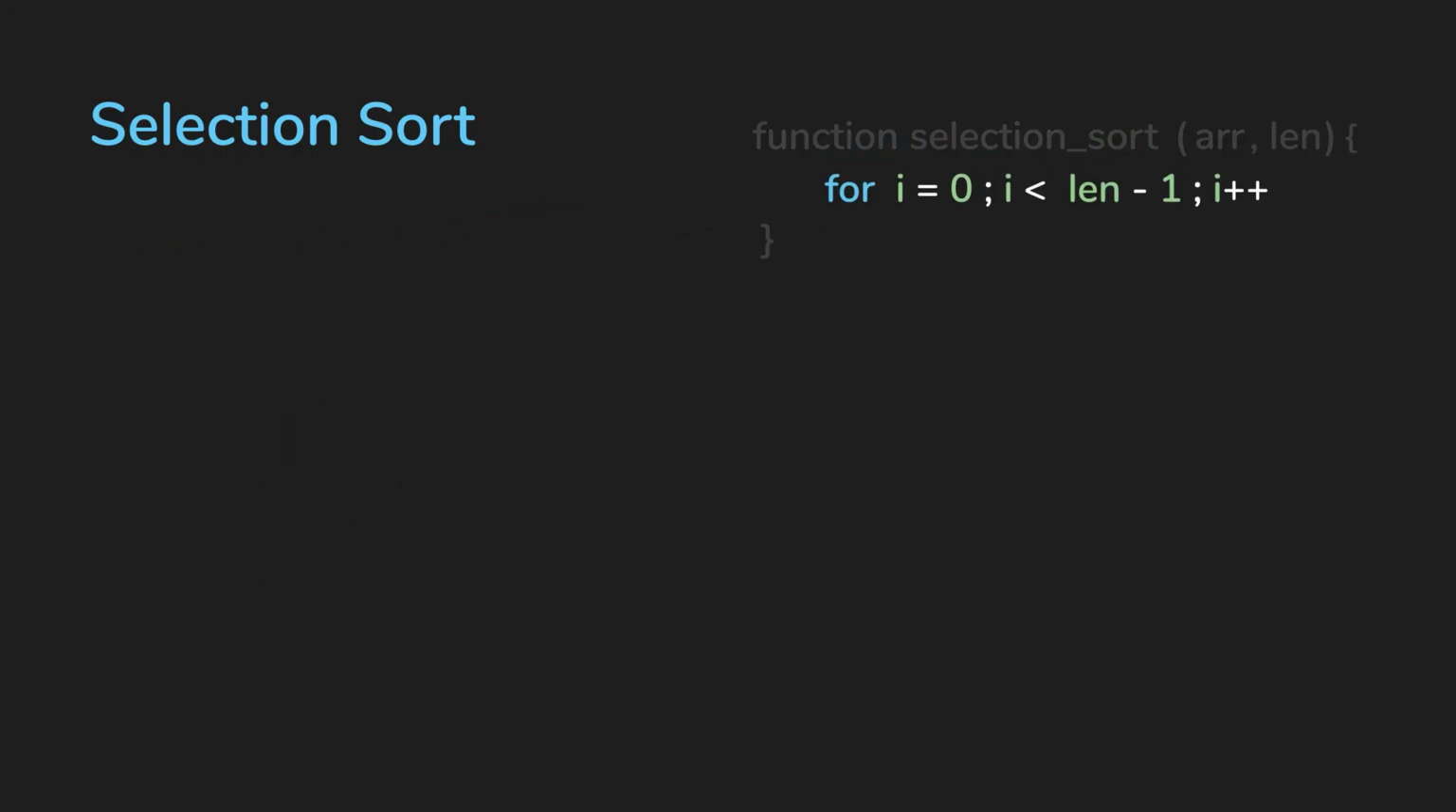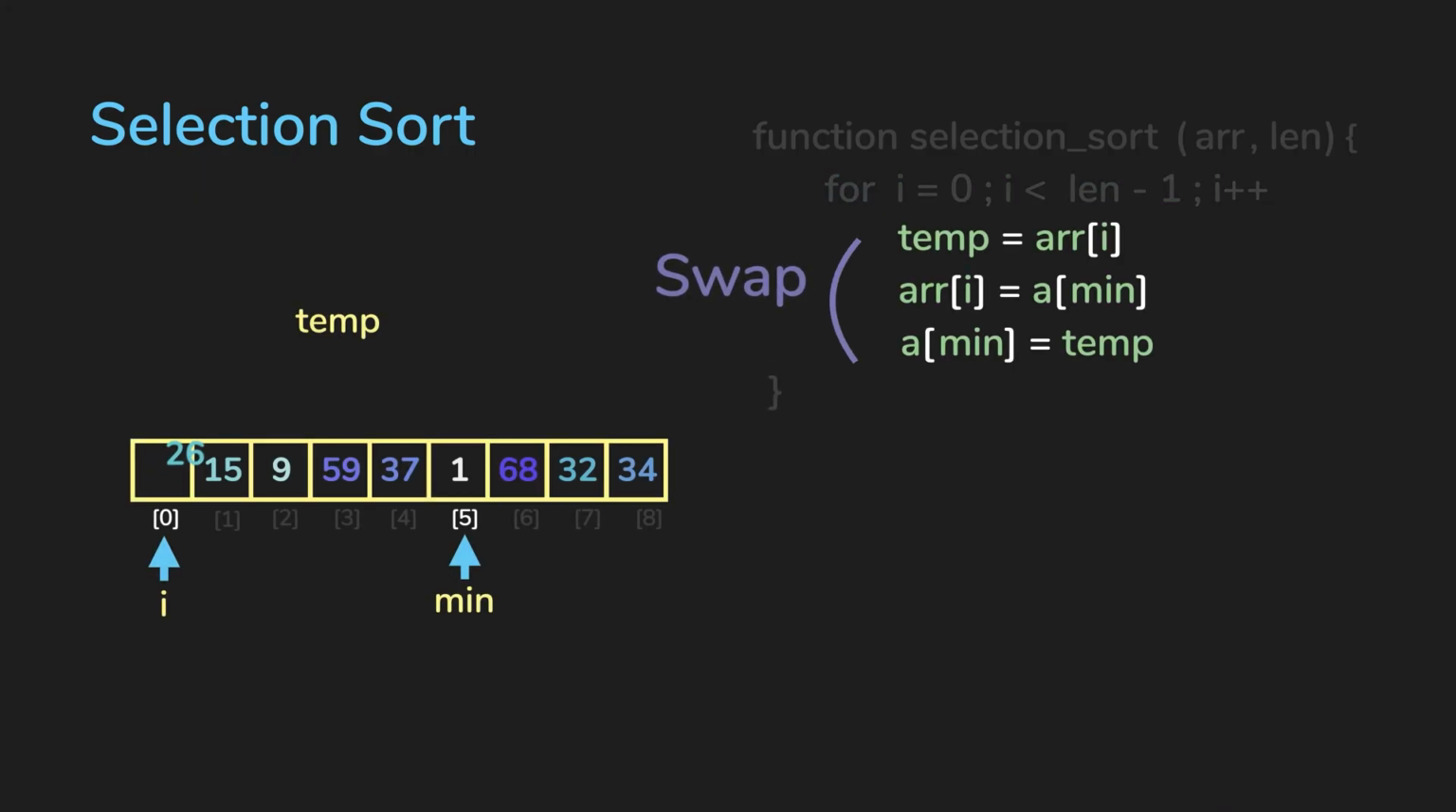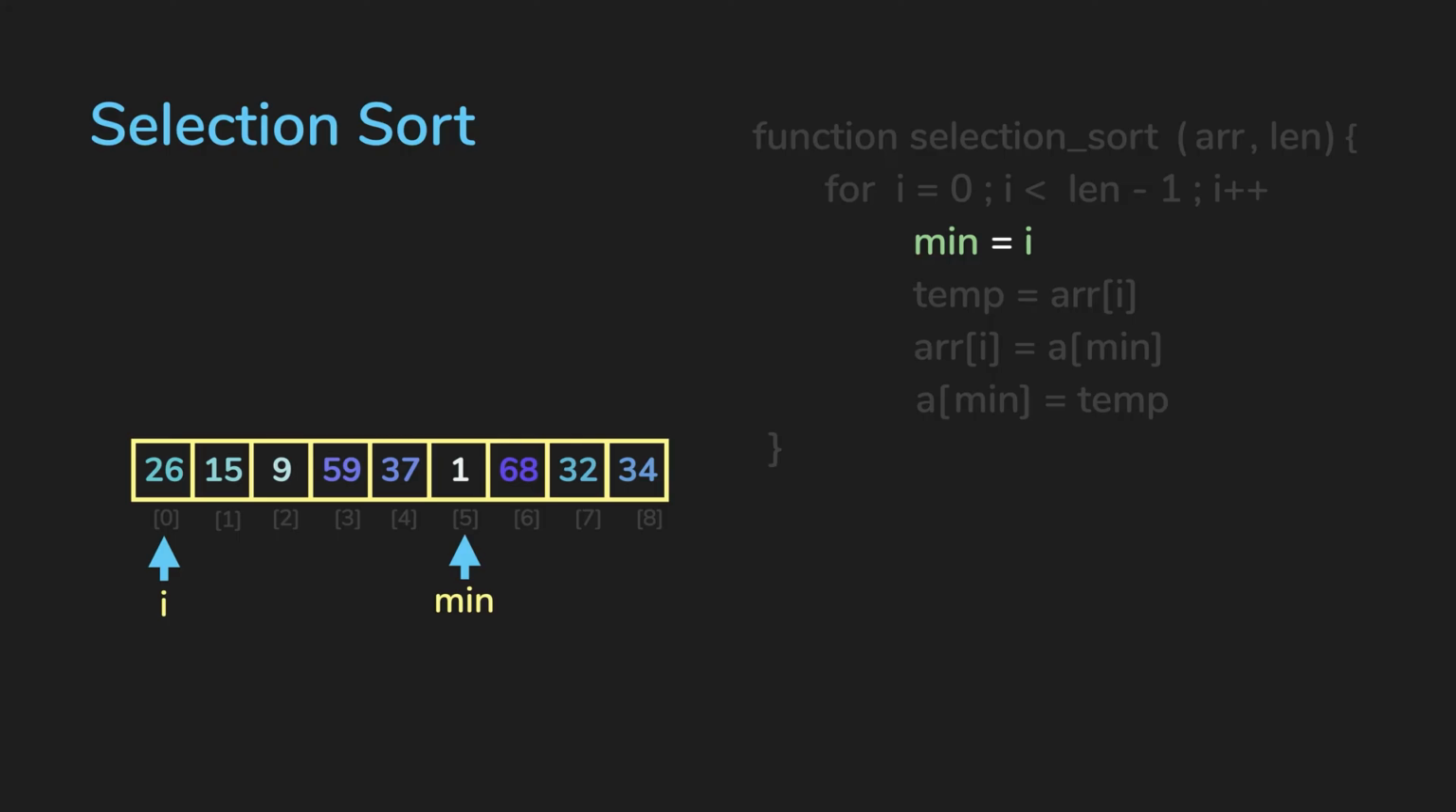We iterate from the first to the second last index of the array. We don't need to iterate on the last index because there's nothing to sort. In the for loop, we will swap the values in i and min. The variable min will hold the index of the smallest element. Now let's see how we can set min to the index of the smallest element.